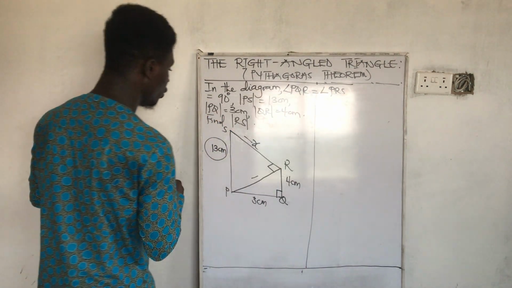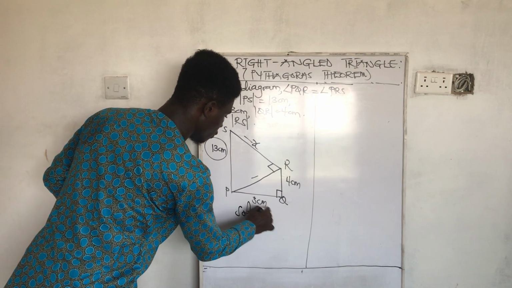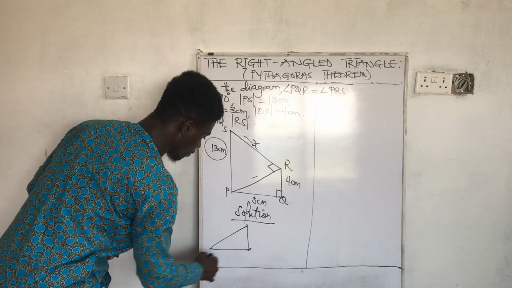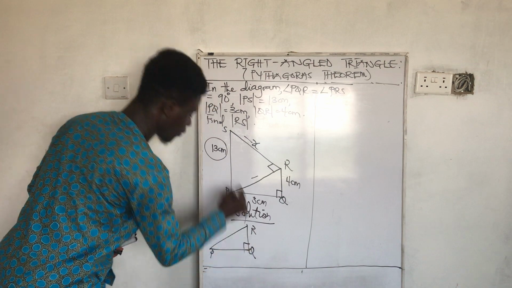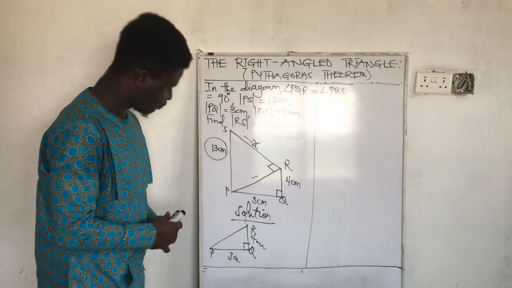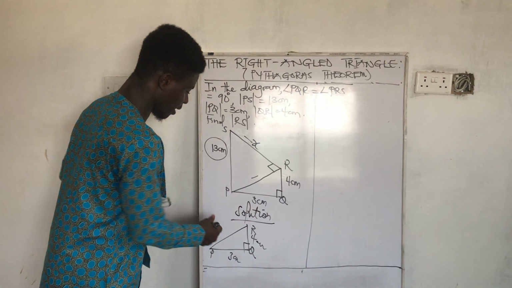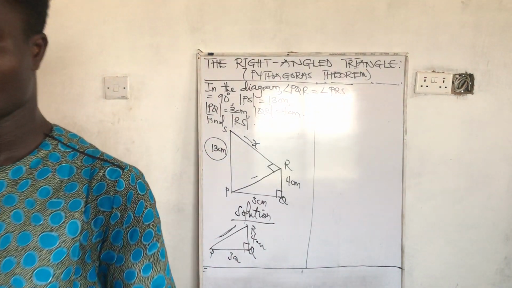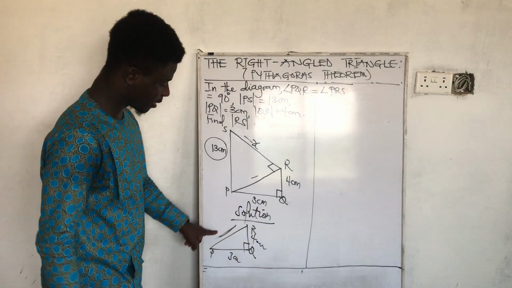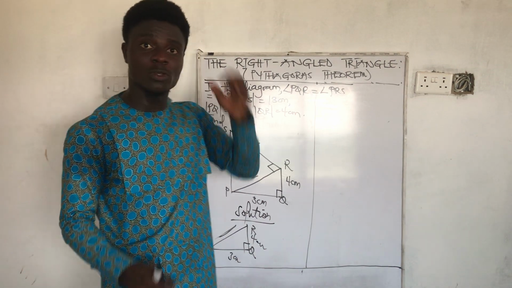So now here, solution. I'll consider triangle PQR. So considering triangle PQR, I have my 90 degrees, so 4 and 3 centimeters. So now, when you consider this triangle PQR, we have to find this length here.